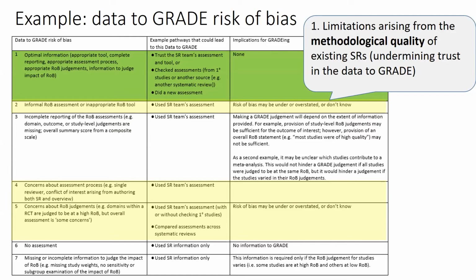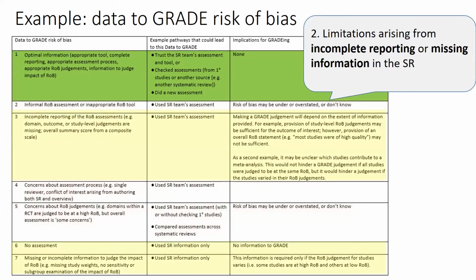So taking the data to GRADE for risk of bias, we might have limitations arising from the methodological quality of existing reviews. That is such that it undermines our trust in the data to GRADE. So we might have informal risk of bias assessments, concerns about the assessment process, or the risk of bias judgments. We might have limitations arising from incomplete reporting or missing information. For example, only having a summary score for risk of bias assessments, having no risk of bias assessment, or incomplete information to judge the impact of risk of bias.